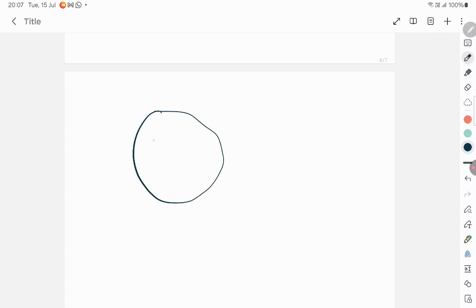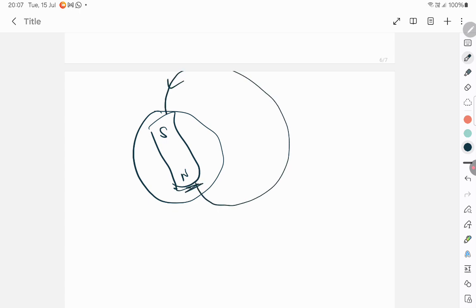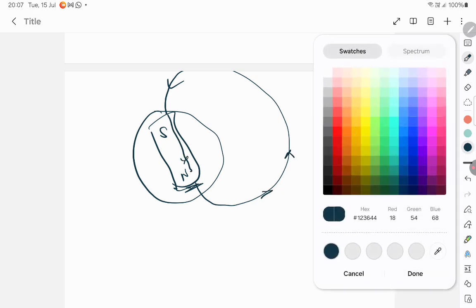So deeply buried under the earth, there is a magnet whose south pole is here, north pole is here. The magnetic field lines go outside the north and go towards the south; outside of the bar magnet it goes from north to south, within the bar magnet it goes the other way. This is the dip needle. Can you see this dip needle?